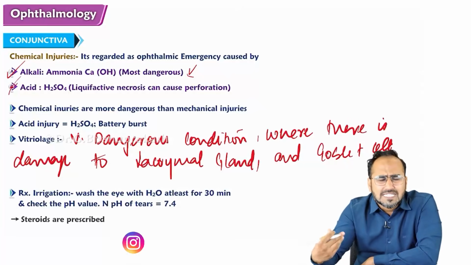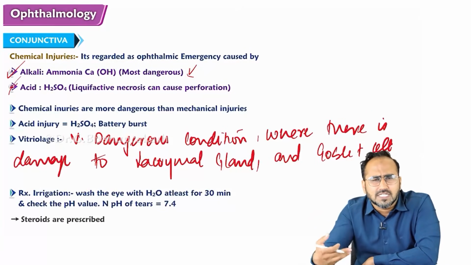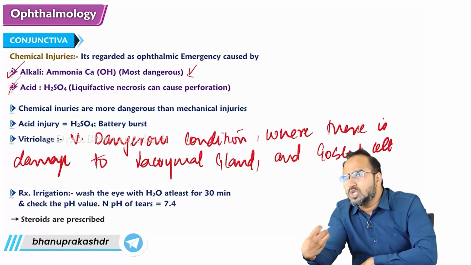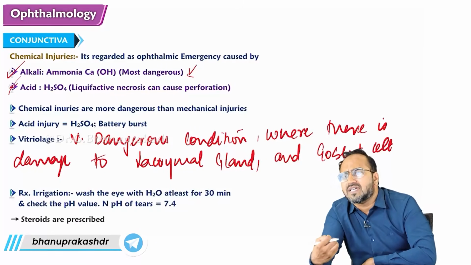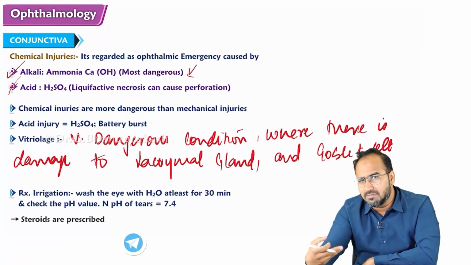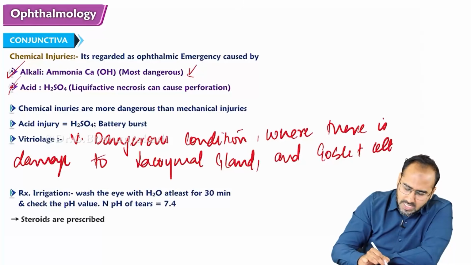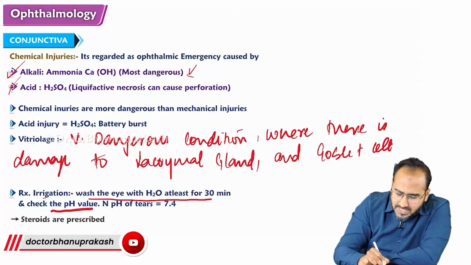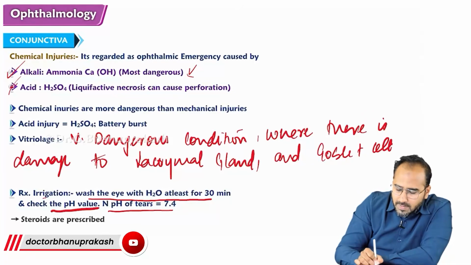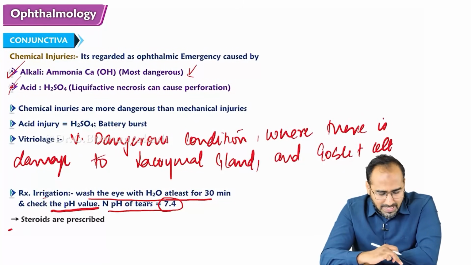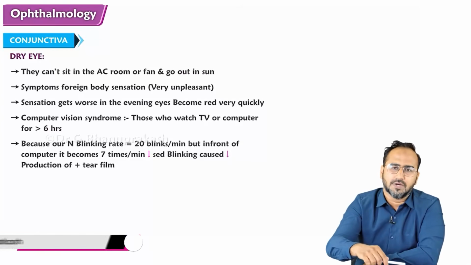So if any person has any chemical injury to the eye, the first thing, the best thing, is what? Irrigate the eye with water until you get a normal pH of the tears, which is 7.4, right? And then you reduce the inflammation by giving some steroids to the patient. Okay. So treatment is what? Wash the eye with water for at least 30 minutes and then check the pH value till you get a normal pH value of 7.4. Then you have to give steroids. That is regarding the chemical injury of the eye.